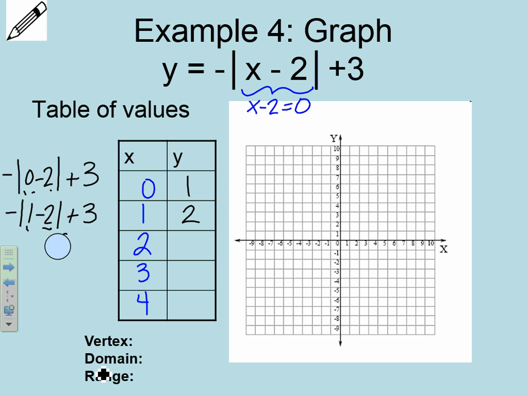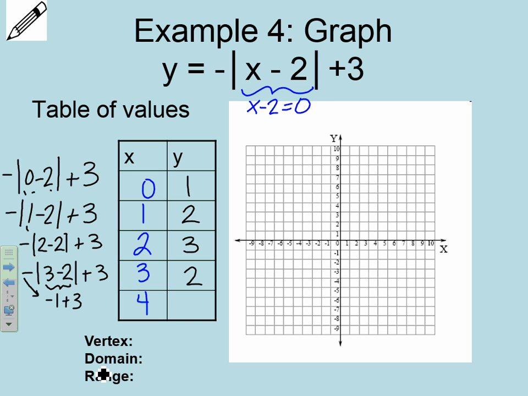And now I'm going to plug in 2. 2 minus 2 is 0. Absolute value is still 0. Negative sign on 0 is still 0. Plus 3 is 3. And now I'm going to plug in the 3. 3 minus 2 is 1. Absolute value is still 1. But now I have to multiply by a negative, so it becomes -1 plus 3 is 2.